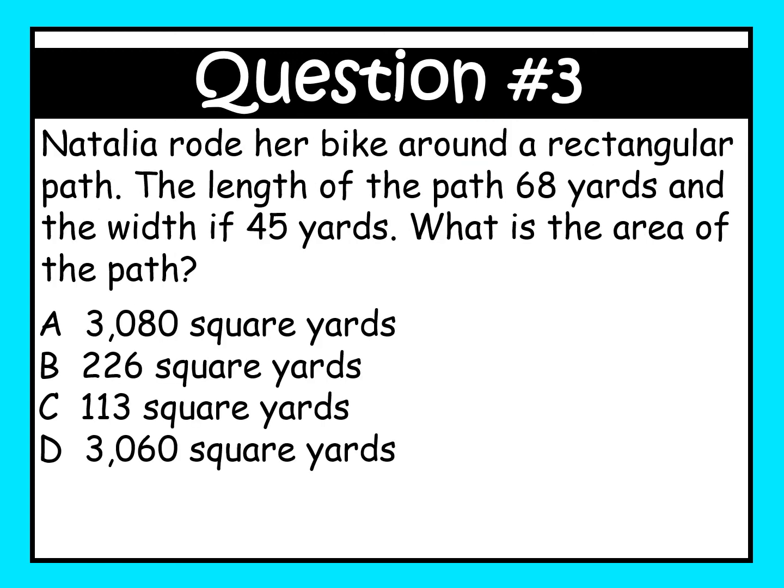Question number 3. Natalia rode her bike around a rectangular path. The length of the path is 68 yards and the width is 45 yards. What is the area of the path? You have 45 seconds to solve this problem. Go!